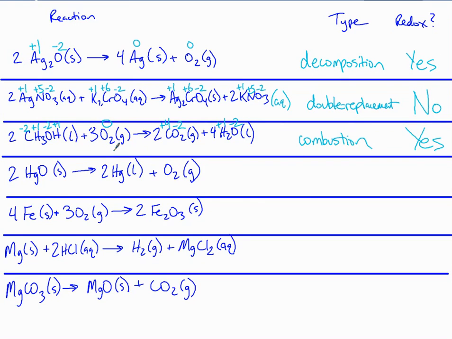Next up, we have this one. We have one reactant becoming 2 products. This one is decomposition. Is this one redox? Let's look at the oxidation numbers. Oxygen is -2. That makes mercury +2. Here, mercury is by itself. That's 0. Oxygen's elemental form. That's 0. Is this redox? Yes, it is.